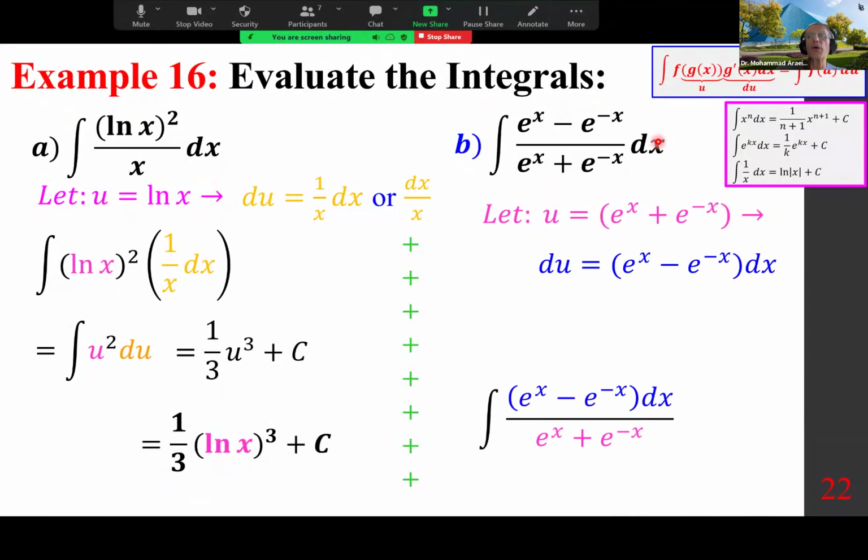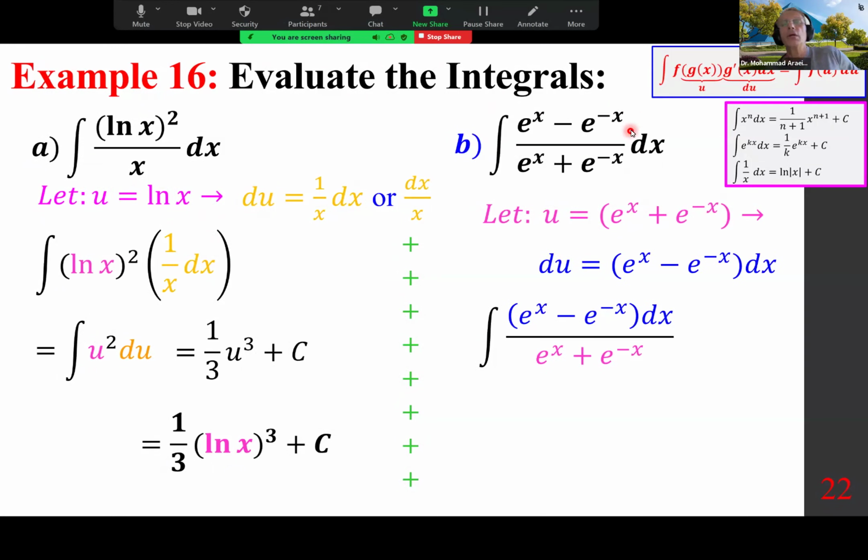And you rewrite this by putting the dx next to the numerator, simply because dx, dt, d theta, they belong to the numerator. They never belong to the denominator.